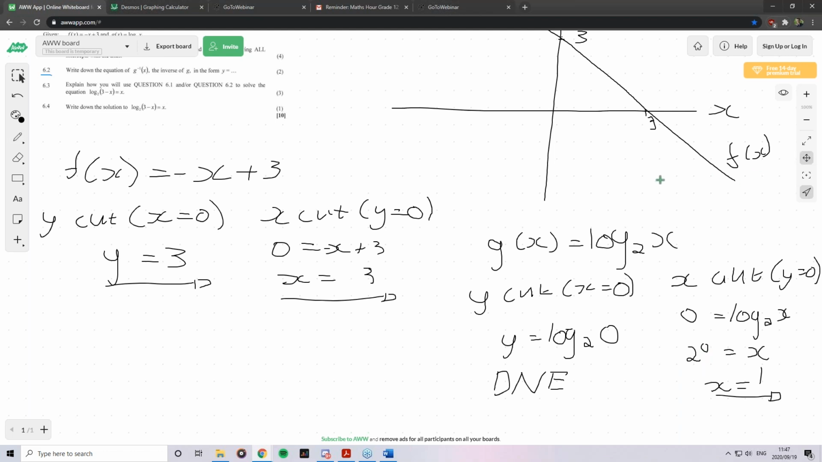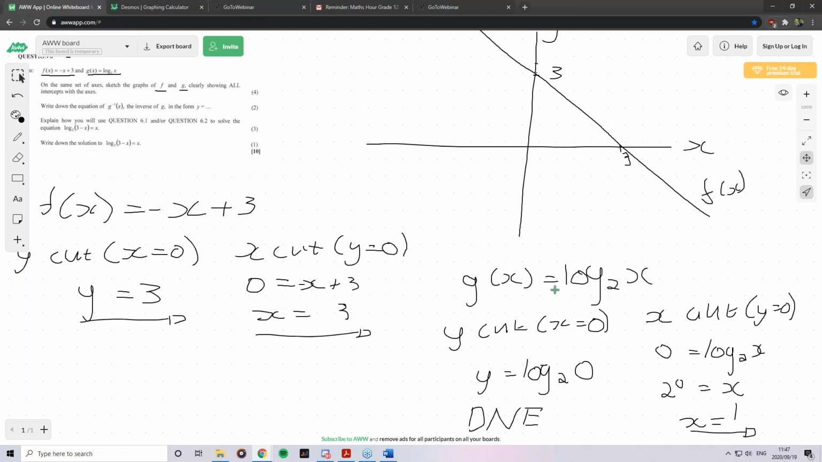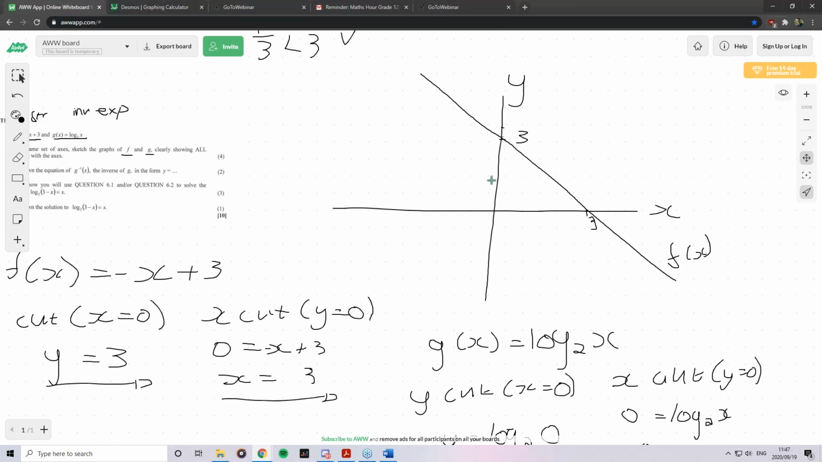So what I have is, it does not cut the y-axis, so it does not go past this point. It doesn't intersect this. I do have, though, that it cuts the x-axis at 1. So if it doesn't cut the y-axis, it looks something like this. That's my graph for g of x.